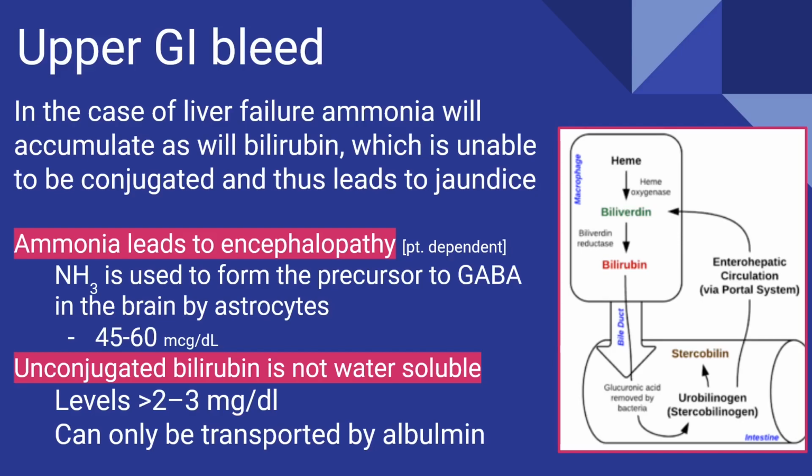So as these bilirubin levels rise in the blood and the liver is unable to conjugate them, they're going to have to go somewhere, and so the cell is going to take it up and store it, and that's where you start to see this jaundiced discoloration of the skin.